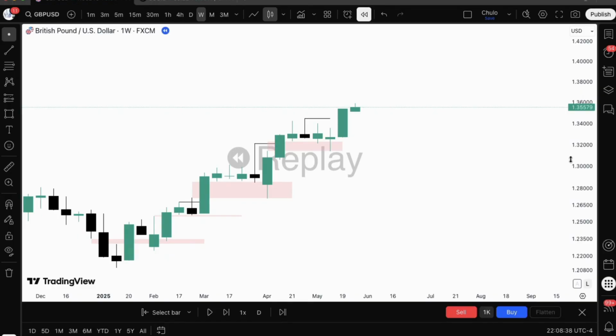Of course, we should know that we have other things we look at, like time frame alignment.